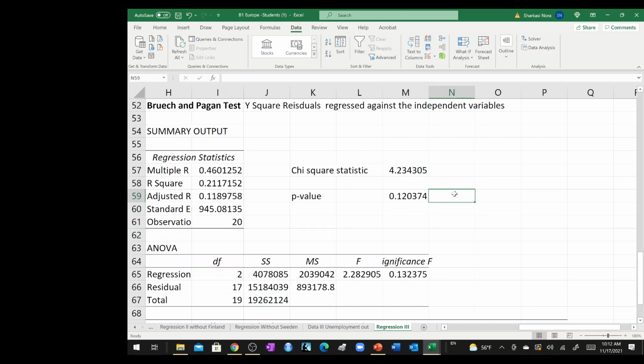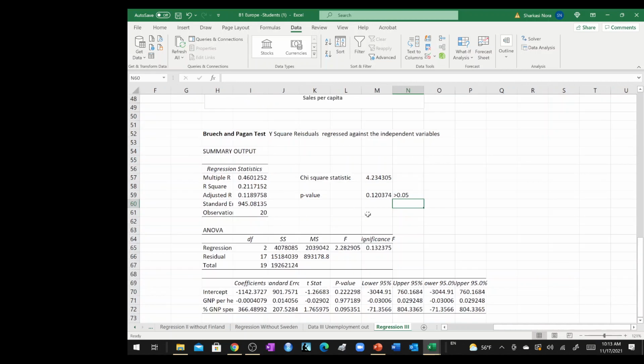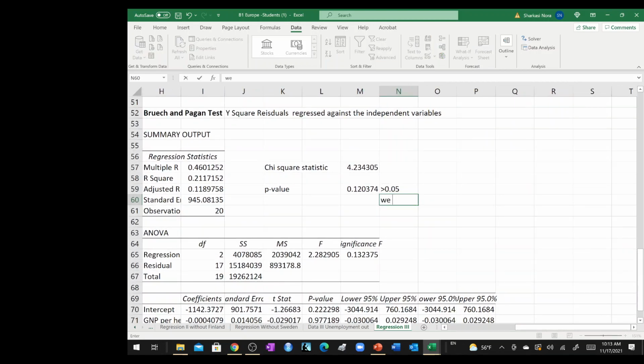So what does that mean? This means it's greater than 0.05. So apparently I was wrong. Even though I was telling you that visually I see a linear function here, this is why we need the Breusch-Pagan test. Over here, this linear function isn't as influential. So we accept the null hypothesis of no presence of heteroscedasticity.